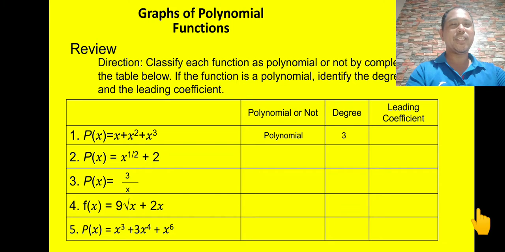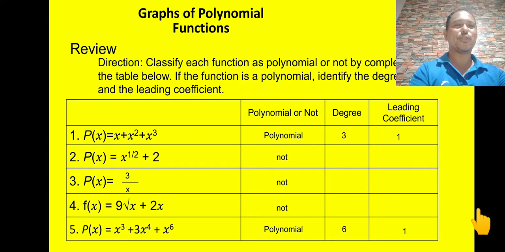What is the degree? 3. The leading coefficient? 1. Number 2, not. Number 3, not. Number 4, not. Number 5, polynomial. The degree is 6 and the leading coefficient is 1. Try to observe and examine how to determine or classify whether a function is polynomial or not.